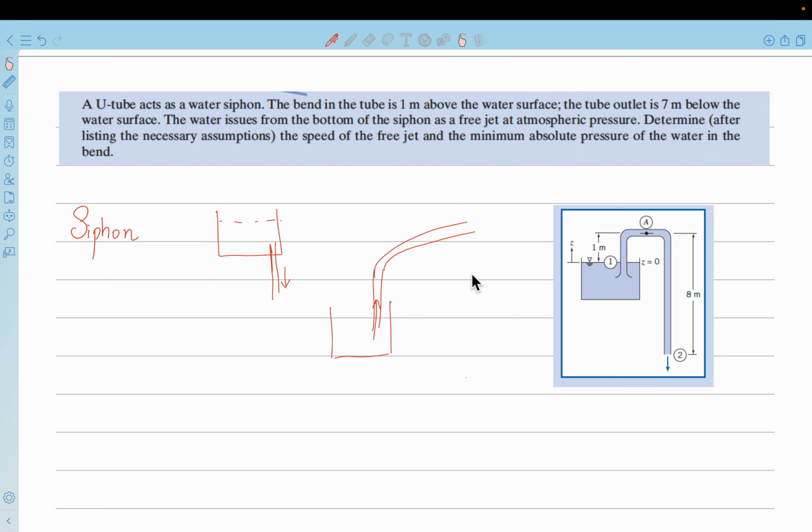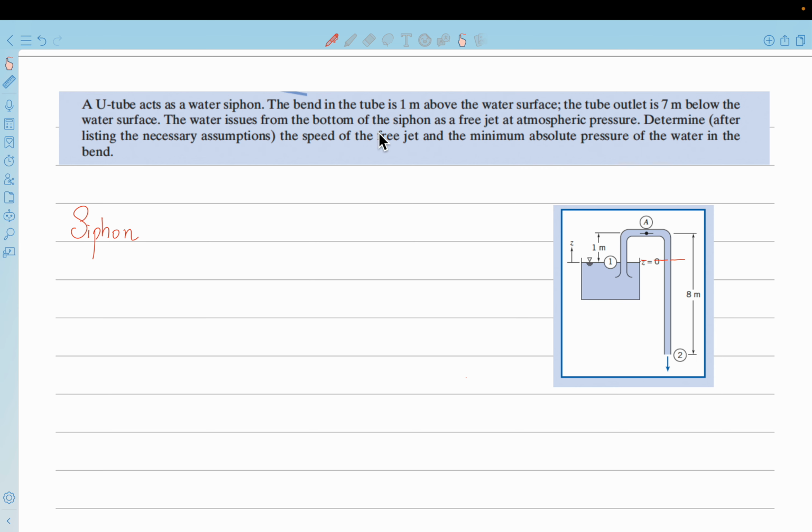So we have to solve this particular system, and what is given to us is that the bend in the tube is 1 meter above the water surface. Okay, so how much this water is rising above this elevation, that's given to you. It's 1 meter. The tube outlet is 7 meters below the water surface. So from the water surface it is 7 meters, so this total height is shown to you as 8 meters.